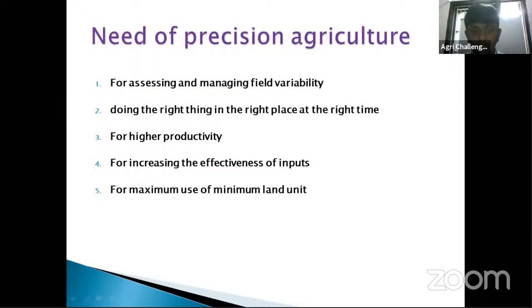What is the present efficiency of nitrogen fertilizers, the average efficiency of nitrogen fertilizers in India? Anybody? Yes. Otherwise I will ask.